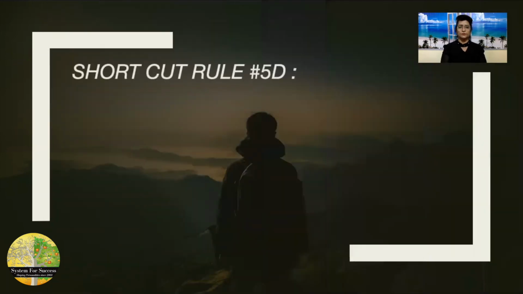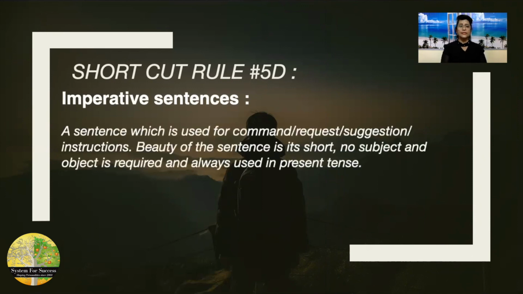Next, this rule 5D is about imperative sentences. But what is an imperative sentence? A sentence which is used for command, request, suggestion, instructions. The beauty of the sentence is its size. It's very short in size. Reason being, it doesn't need subject or object. तो subject object नहीं है और हमेशा ये present tense में यूज होता है.